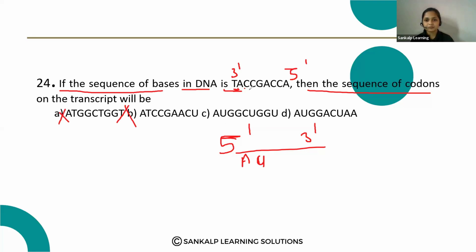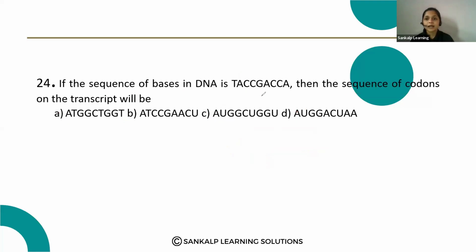Then guanine, AUG, then CG. Then GA is there, so this is the wrong answer, option C. Let us just find out the correct sequence.